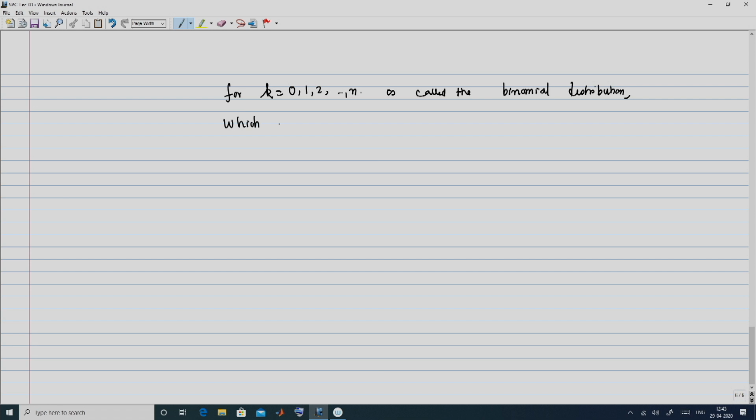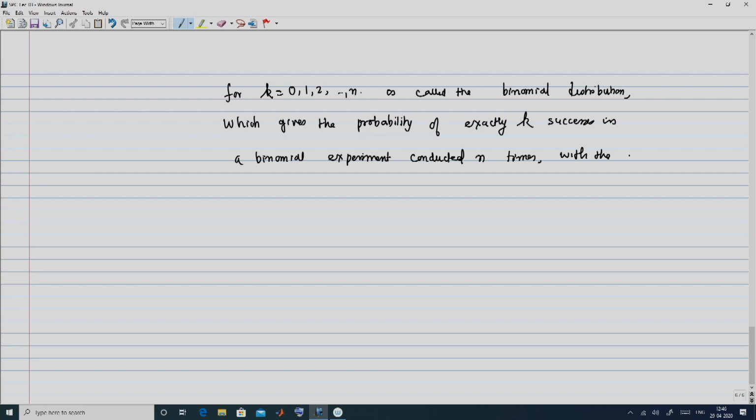which, the interpretation of this is that it gives the probability of exactly k successes in a binomial experiment conducted n times with the probability of success being p.